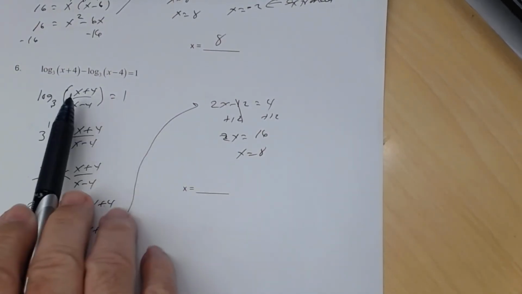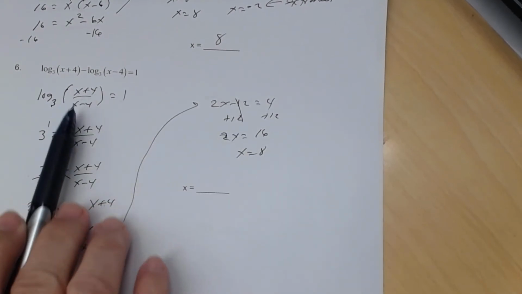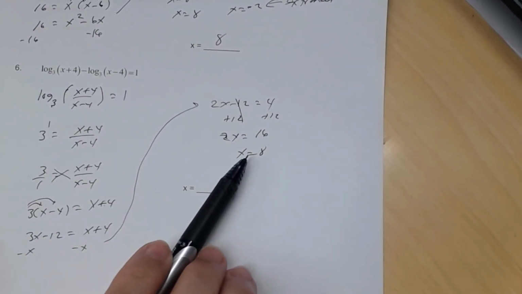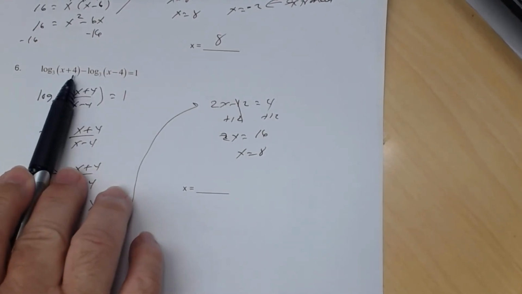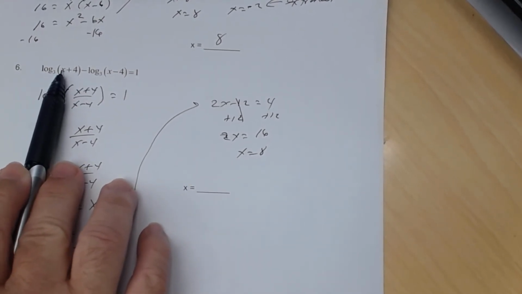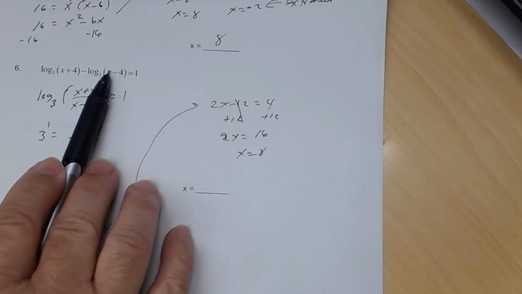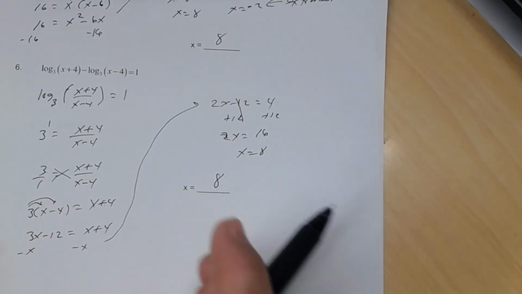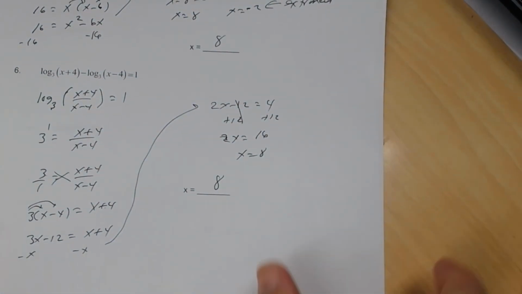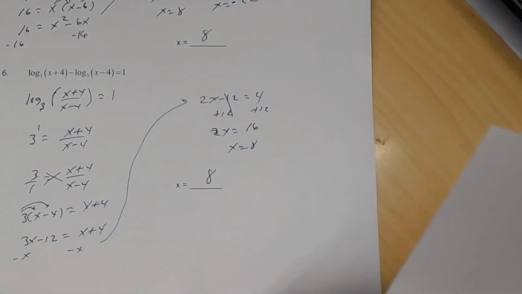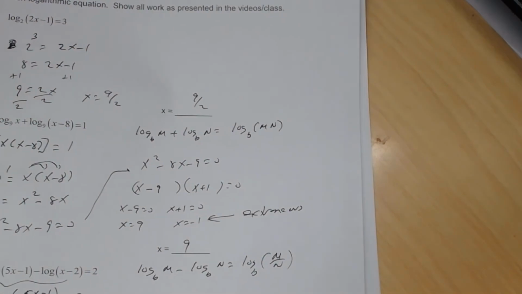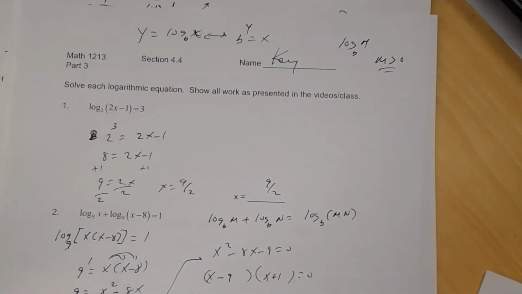And all you have to do is, assuming this is correct, and it is correct, just make sure that it still makes the argument positive. 8 plus 4 is 12, we're good, that's positive. 8 minus 4 is 4, we're good. All right, so that's your solution. Okay, so that's going to take care of this worksheet. This was worksheet 4.4, part 3.